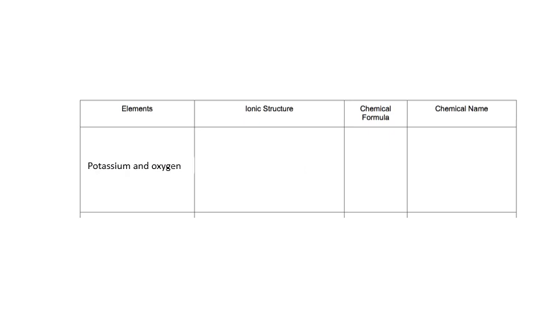Alrighty, next one. We've got potassium and oxygen. So our ionic structure for potassium is going to look like this. Potassium was in group 1, it had 1 electron in its outer energy level, and that's being pulled off for some reason by something that has a greater pull of electrons.